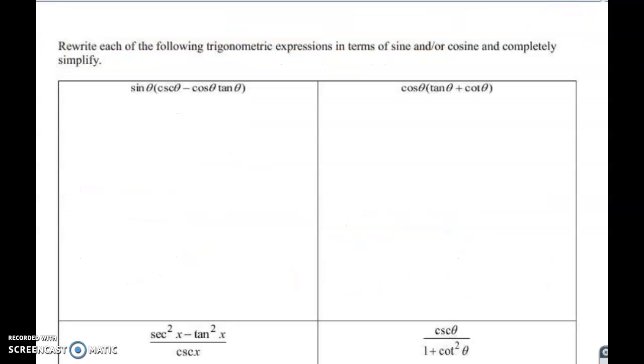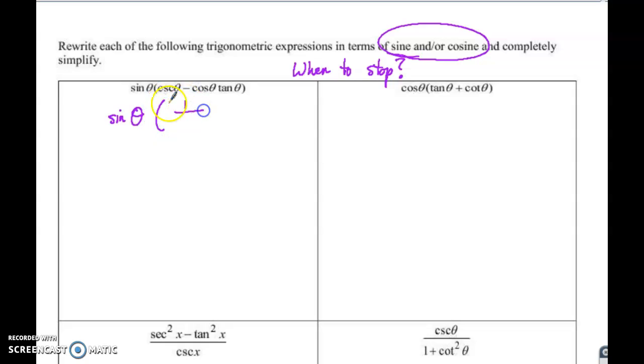So maybe I have enough time for just one more. And unfortunately, right now, these are very tough problems to know when to stop. And for right now, my clue is to go until you have only sine and cosine. So the first step a lot of teachers will tell you to do is to rewrite everything in terms of sine and cosine. So cosecant is 1 over sine, cosine, and tangent is sine over cosine.